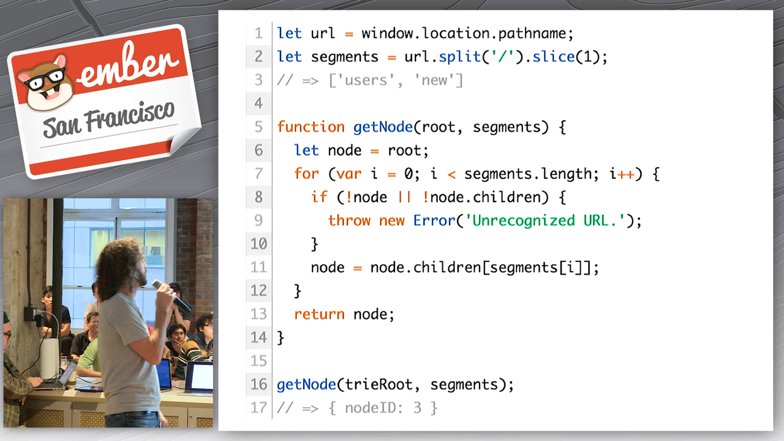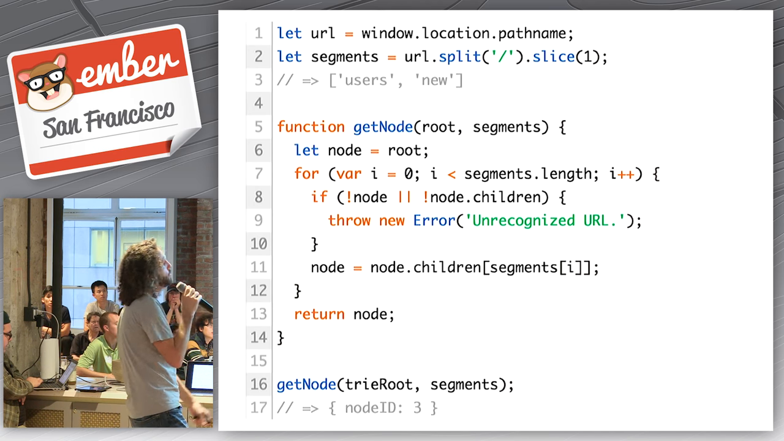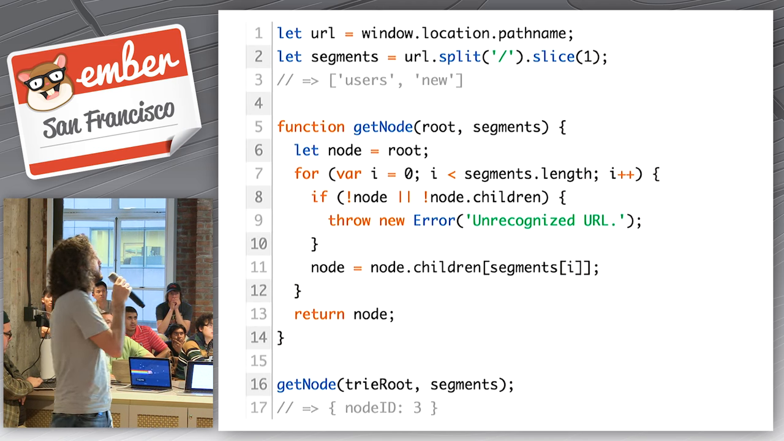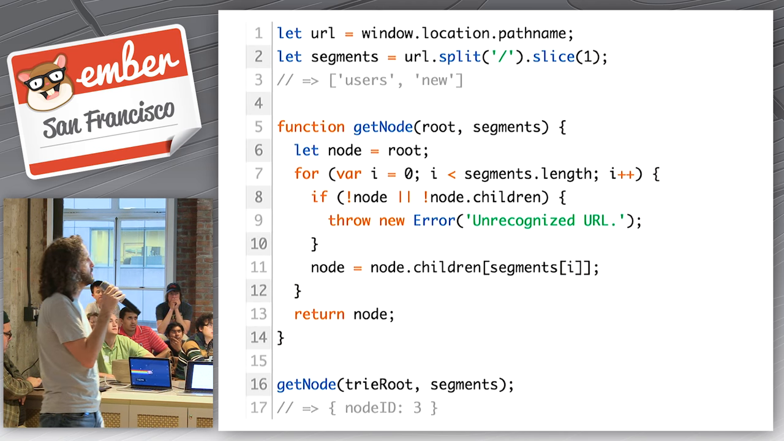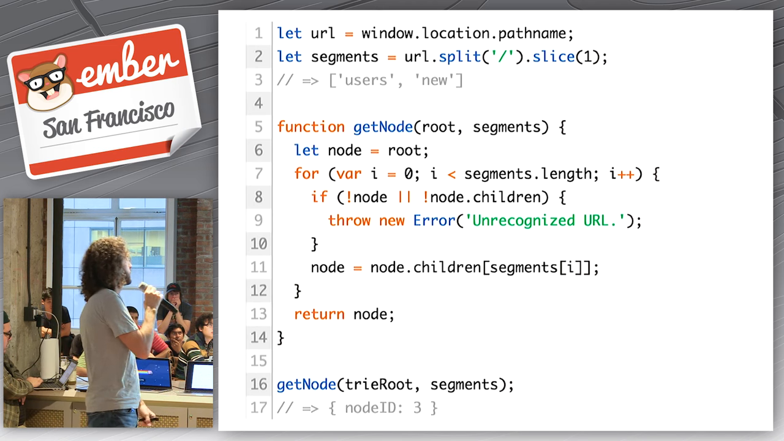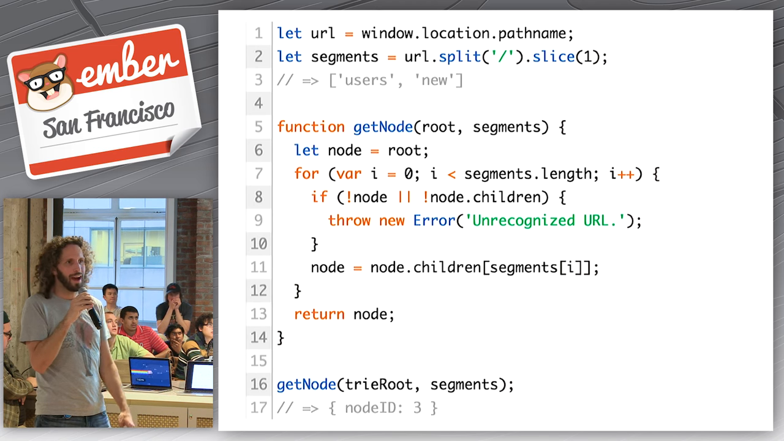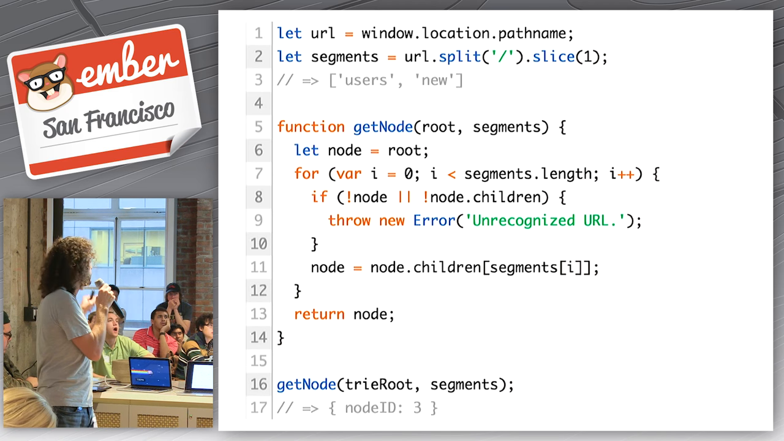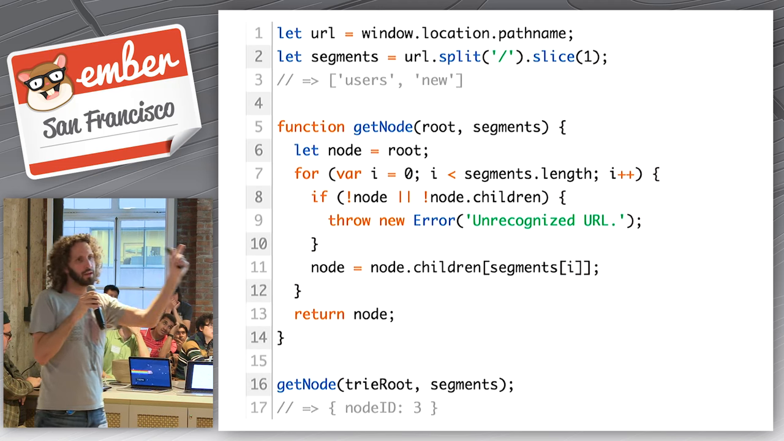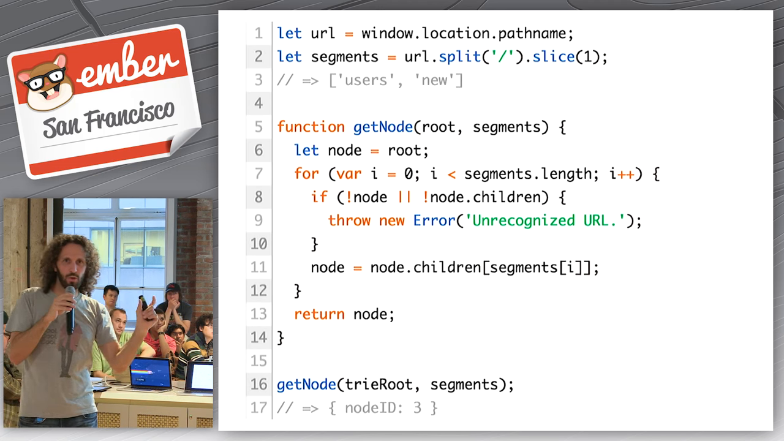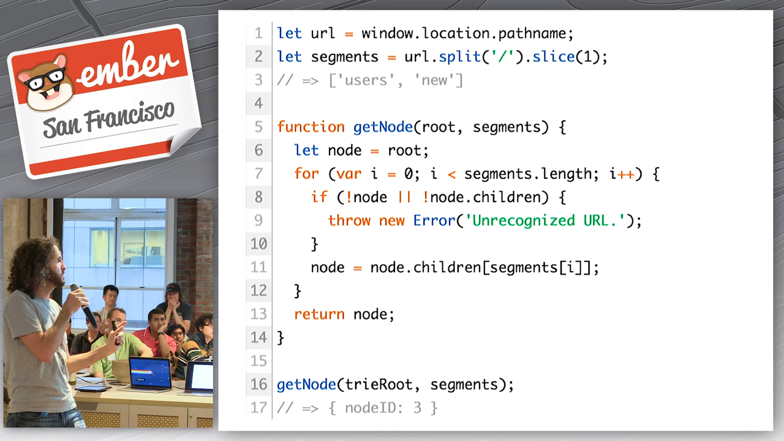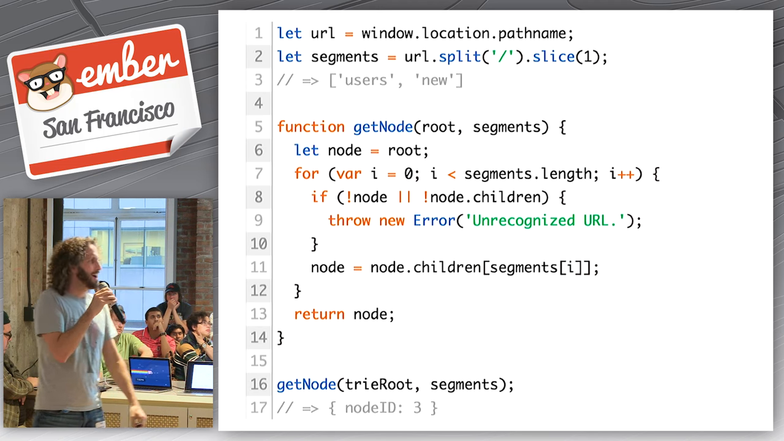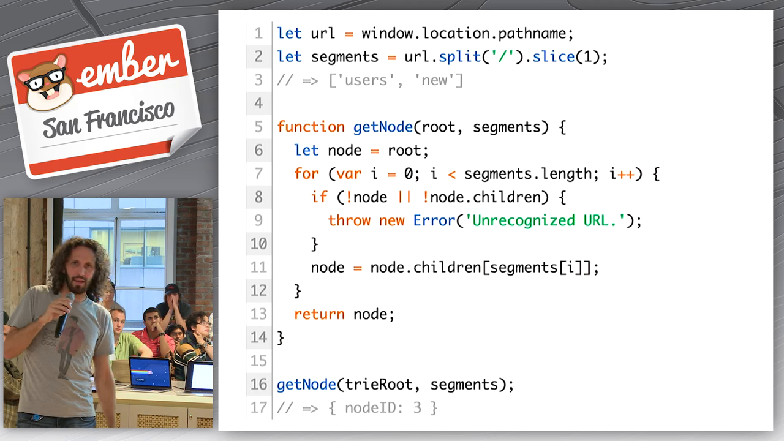So let's do a quick look at it. We've got a URL, which was /users/new, but you can't really tell that, except you say url.split. And so we say, okay, we've got /users/new. And what we want to do is go directly to that particular node. So what we can do is iterate through the segments and grab the node, and then we can grab the actual property, which happens to be at that segment name. And so the magic line is line 11. So we go node.children at segments at i.